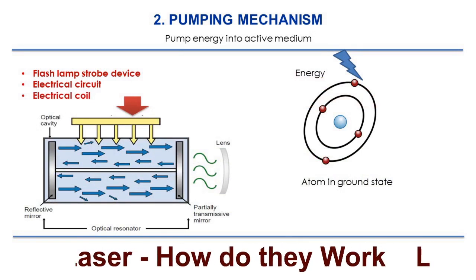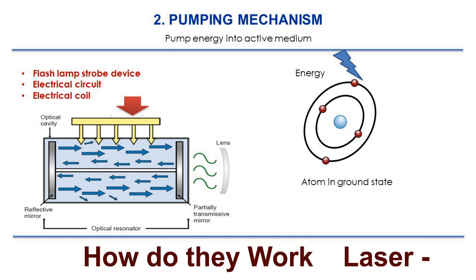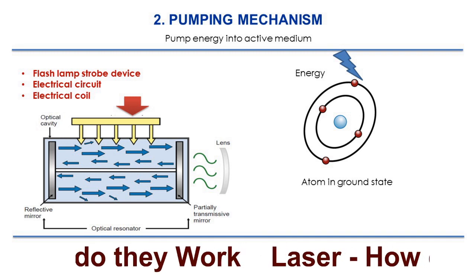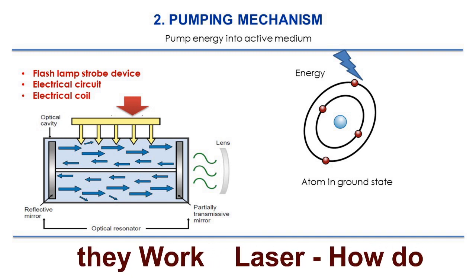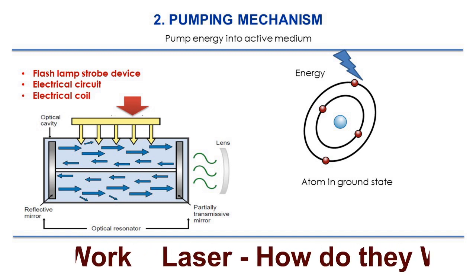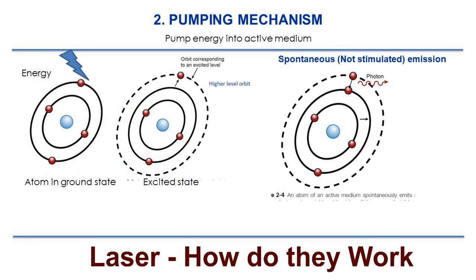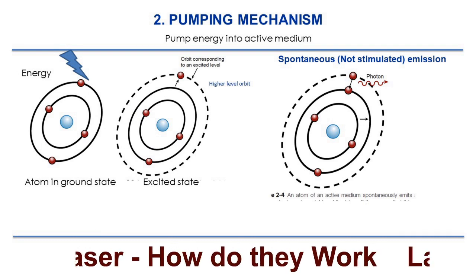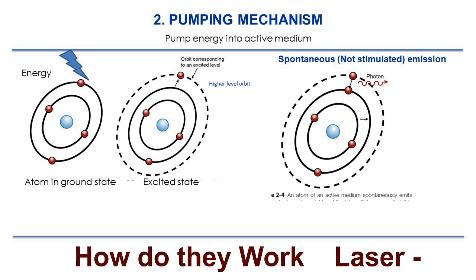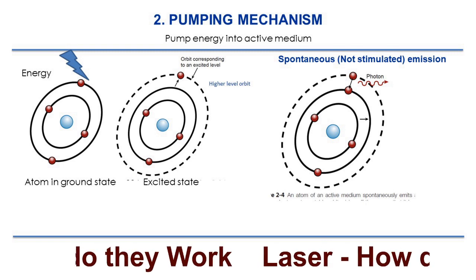So the second component is the pumping mechanism. This is an external pumping device which will pump energy into the active medium. This could be in the form of a flash lamp strobe device, an electrical circuit or an electrical coil. When this pumps in the energy, it will be absorbed by the atoms which are present in the ground state. So when this happens, the outermost electron of the atom in the ground state will absorb the energy and jump into an orbit at a higher energy level, thereby making the atom go into an excited state.